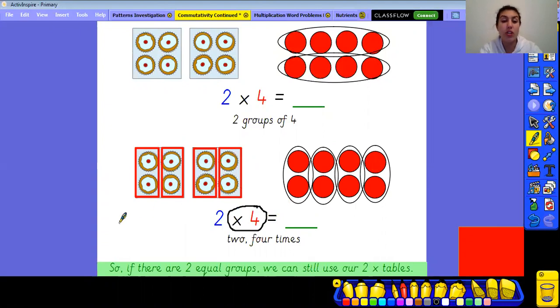Now we know that we could have said that by writing it commutatively and saying 4 groups of 2. But instead, because we know that it's commutative, we could just say 2 4 times. And that would show that instead of grouping it like this in our 2 groups of 4, we then look at it in groups of 2 instead. So that means that even if there are 2 equal groups, we can still use our 2 times tables, our counting in 2s, to work it out.